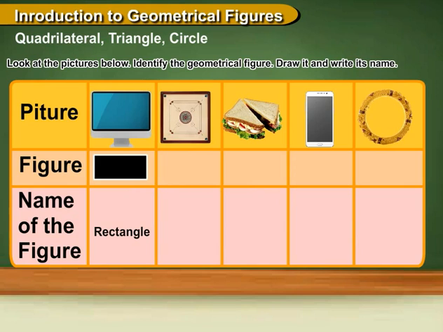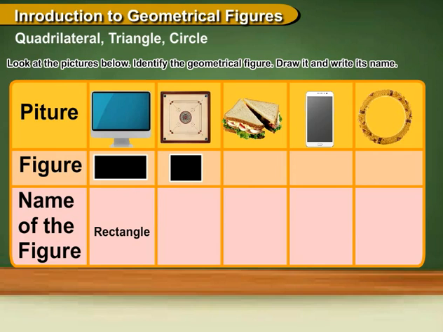In the first row are given the different pictures. In the second, you have to fill in the appropriate figure. In the third, you have to write the name of the figure. For example, the first picture is that of a computer. Its figure in drawing looks like this. The name of the figure is rectangle.